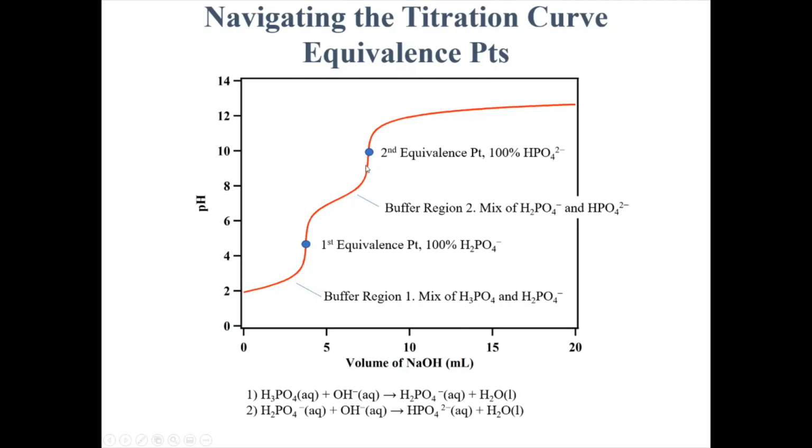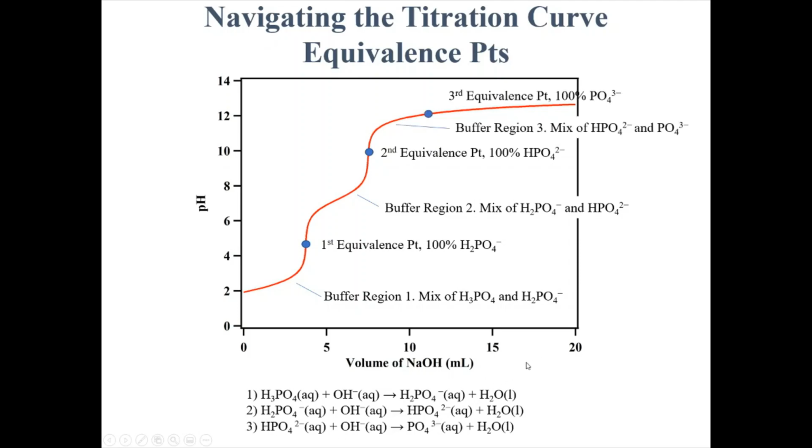And then what happens is, once we use up all the H2PO4 minus and make HPO4 2 minus, we get our second equivalence point. At this point, all of this is used up, and now we have all HPO4 2 minus in there. And then we can do the same thing. We can start to take off the third proton, making the fully deprotonated conjugate base PO4 3 minus. So again, we're going to get a buffer region with a mix of the HPO4 2 minus and the PO4 3 minus.